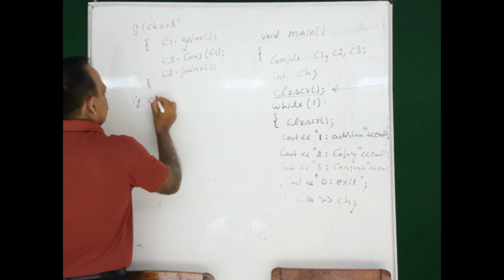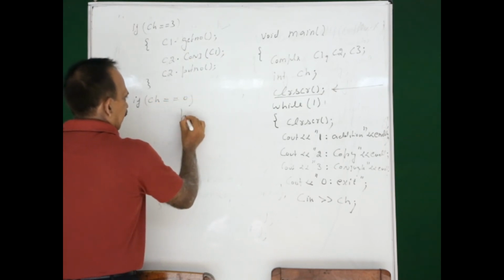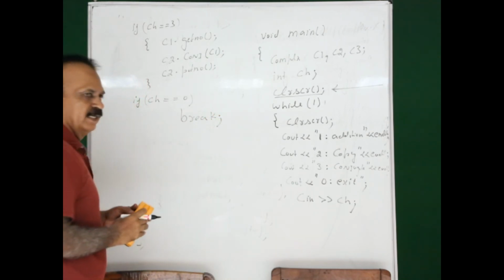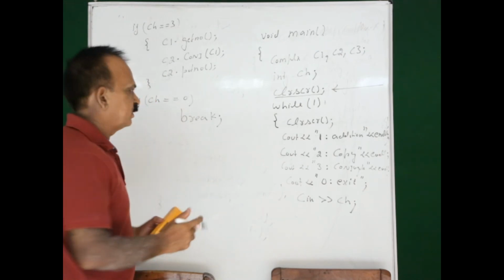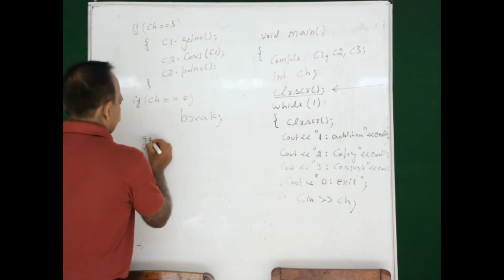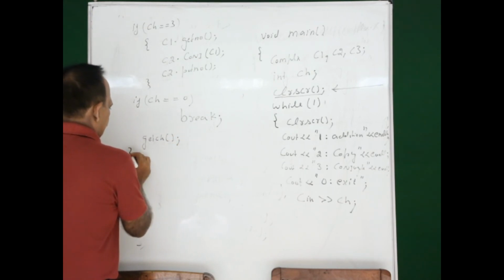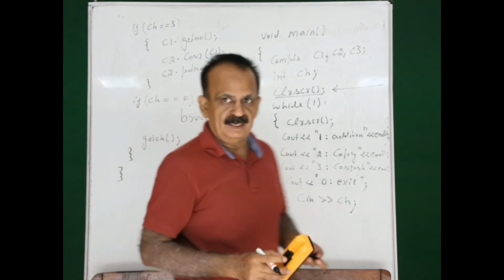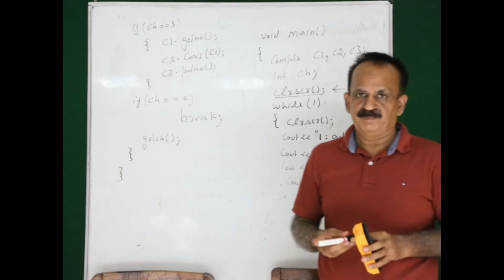If choice is equal to 0, I want to exit from this, and the simple statement for coming out of the loop is break. This break statement will shift the control out of the loop. I just want to hold the screen, that is why it is getch. End of the while loop and end of the main program, right?